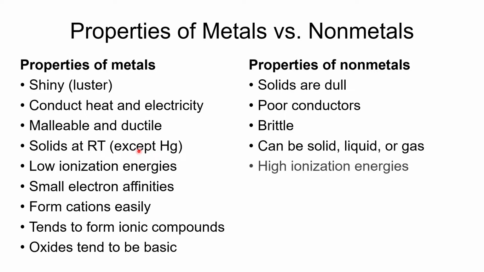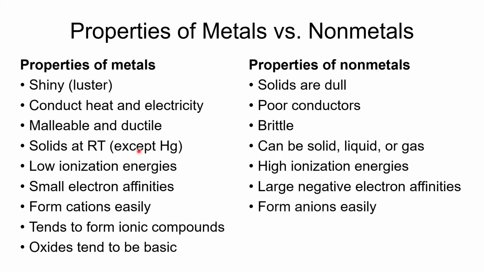Metals tend to have low ionization energies, whereas nonmetals tend to have fairly high ionization energies. Small electron affinities for the metals, and by that I mean small magnitude because they're negative, right? And the nonmetals have large negative electron affinities. Now, that's not universally true, but if you look at the halogens, that's definitely true. Metals tend to form cations. The nonmetals tend to form anions fairly easily. Metals tend to form ionic compounds. Nonmetals will form both ionic and covalent compounds.